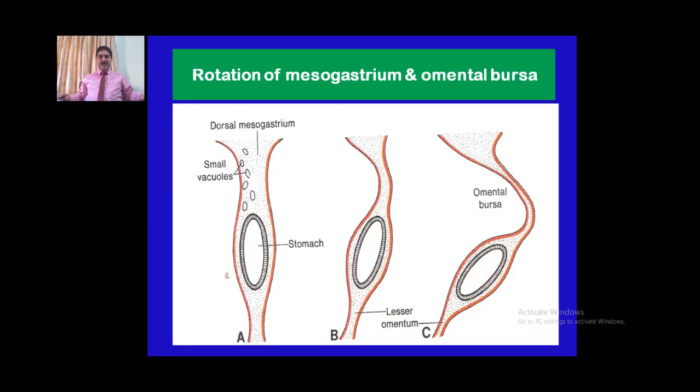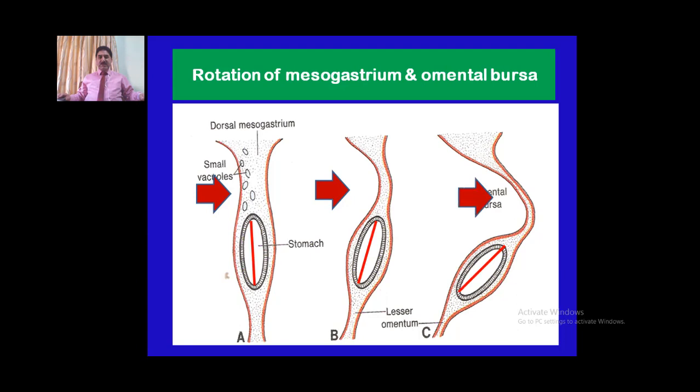To make things simpler, in this diagram it is shown that developing stomach is attached to the posterior abdominal wall by dorsal mesogastrium and to the anterior abdominal wall by ventral mesogastrium. It has anterior and posterior borders, right and left surfaces. With the rotation of the gut along the longitudinal axis, the dorsal mesogastrium is stretched and moves to the left. Its anterior border becomes the right and posterior border becomes the left border, and the left surface becomes the anterior surface and the right surface becomes the posterior surface of the stomach.